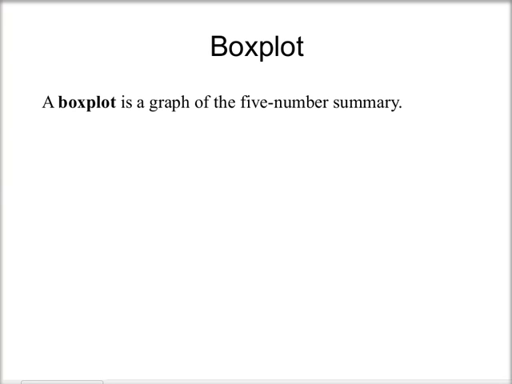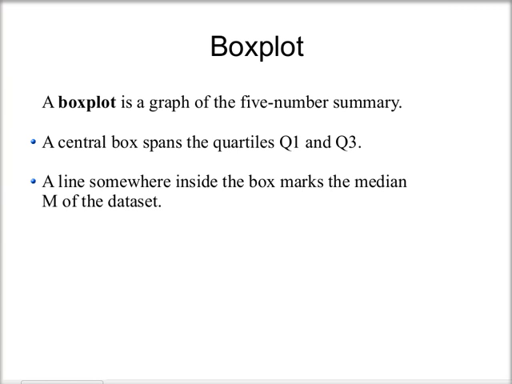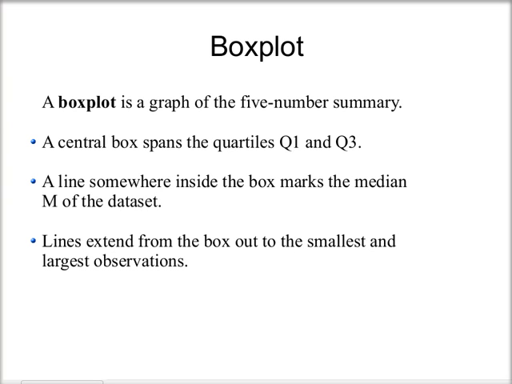Next, let's take a look at the box plot. A box plot is a graph of the 5-number summary. So to make that, first we draw a central box that spans the quartiles Q1 and Q3. Then we draw a line somewhere inside the box that marks the median M of the data set. And finally, we draw lines that extend out from the box to the smallest and largest observations. So let me draw a picture of what that's going to look like.